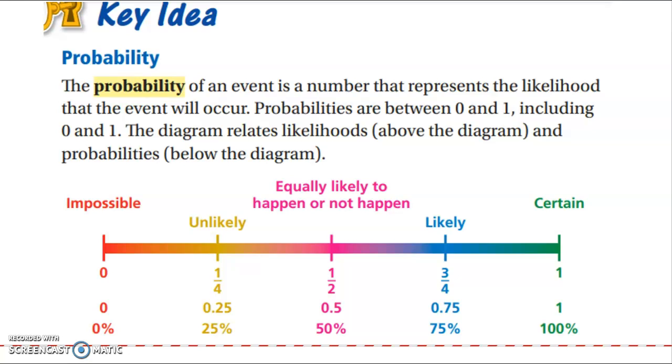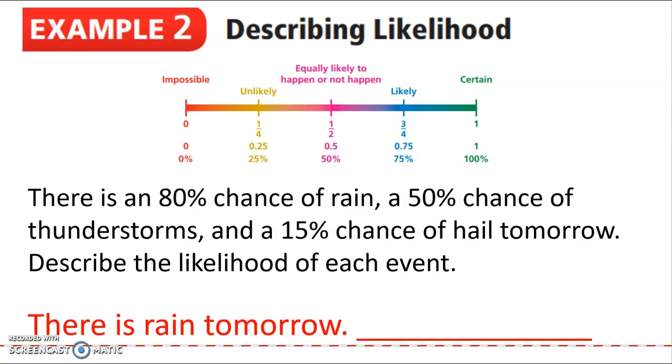So certain has to be exactly 100, impossible has to be exactly 0, and 50%, that's equally likely to happen or not. Those are the 3 that have to be exact. So there's an 80% chance of rain, 50% chance of thunderstorms, and a 15% chance of hail tomorrow. Describe the likelihood of each event.